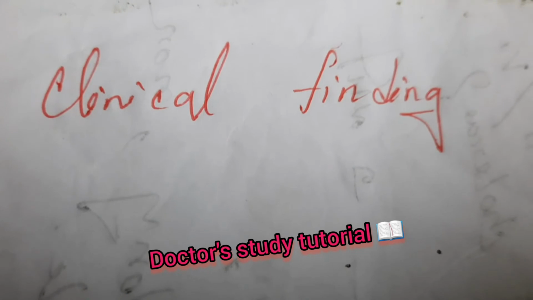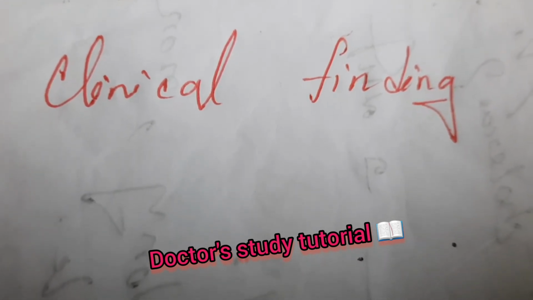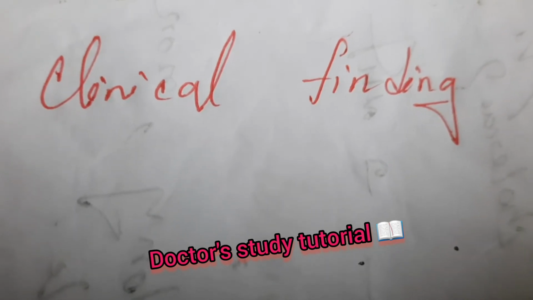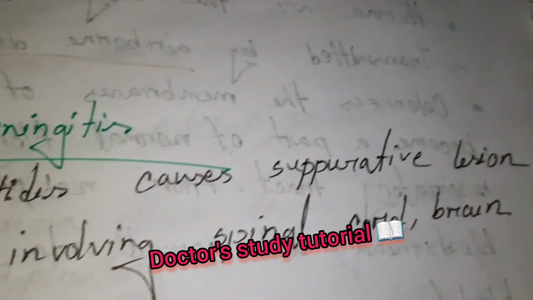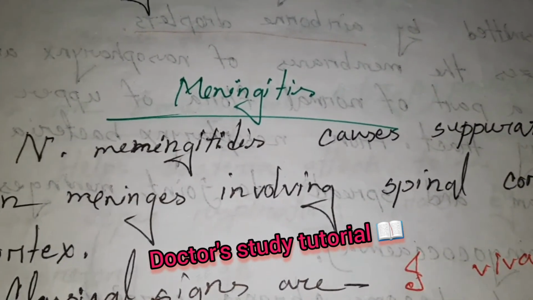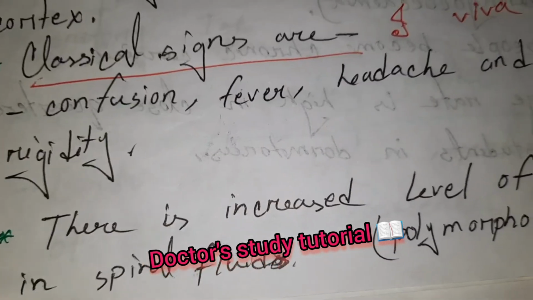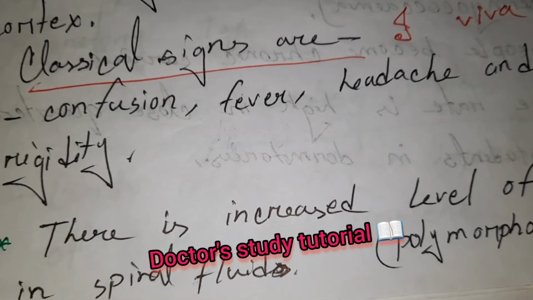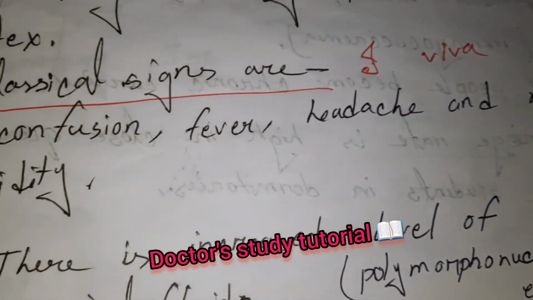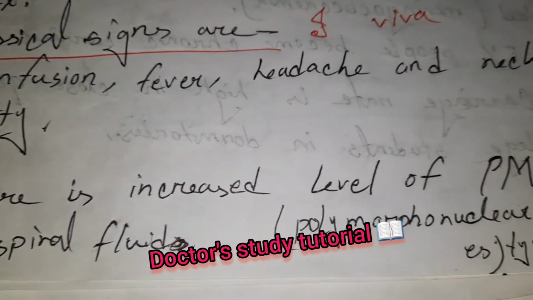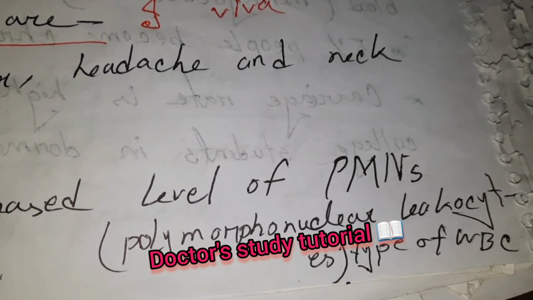Another important question is clinical findings of Neisseria meningitidis. The answer is meningitis and meningococcemia. Meningitis: Neisseria meningitidis causes suppurative lesion in meninges involving the spinal cord, brain, cortex. Then another important question is classical signs. The classical signs are confusion, fever, headache, neck rigidity. And there is an increased level of PMNs, meaning polymorphonuclear leukocytes.